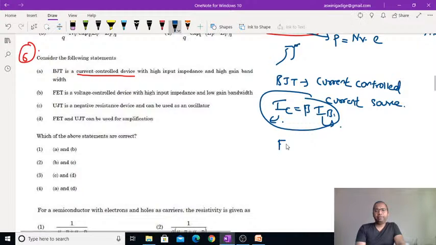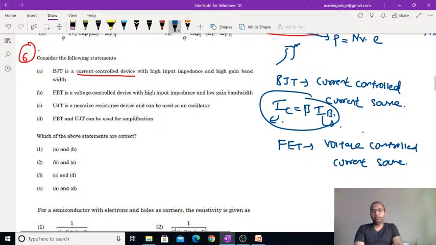And coming to the FETs, they come under the voltage controlled current source.